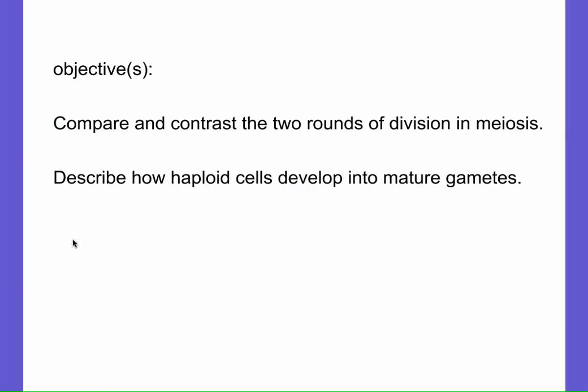Your objectives for this section are to compare and contrast the two rounds of division in meiosis. Remember, mitosis only had one round of division, but in meiosis, you're supposed to end up with 4 haploid cells, so you've got to divide twice to do that. And then we'll talk about how haploid cells develop into mature gametes.